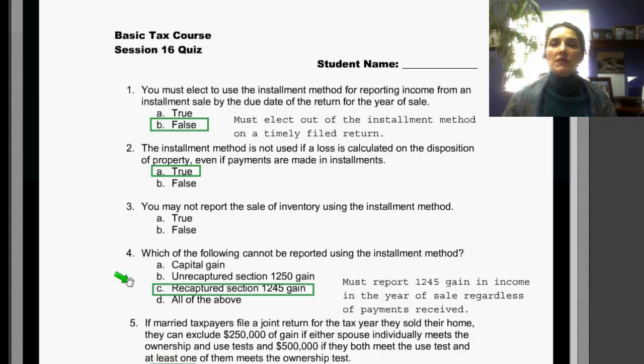And of course, the installment method is used to allow a person or a business to spread reporting of income from capital gain on the sale of assets over time. And Section 1250 gain is reported as a kind of capital gain, and therefore the installment method applies to it. But Section 1245 gain is not eligible for capital gain treatment. It is reported as ordinary income, and in addition to that, in the year of sale, you have to report the entire recapture of Section 1245 gain in the year of sale, regardless of the amount of payments you actually received under the installment method.